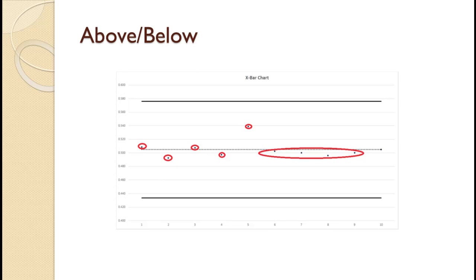Before beginning, I should point out that the above-below test is technically based on the median and not the mean. Since control charts show the mean is typically very close to the median, and textbooks use the mean and not the median, that is what we will use in this tutorial.